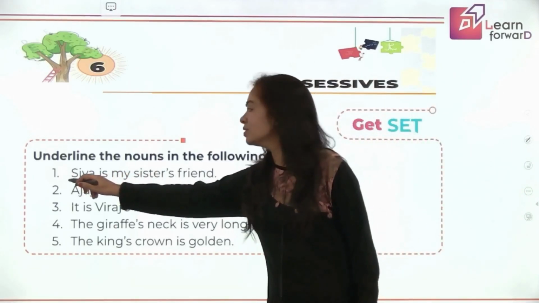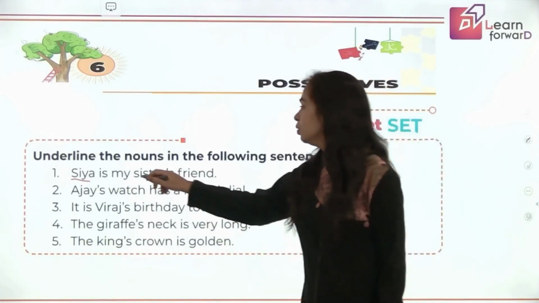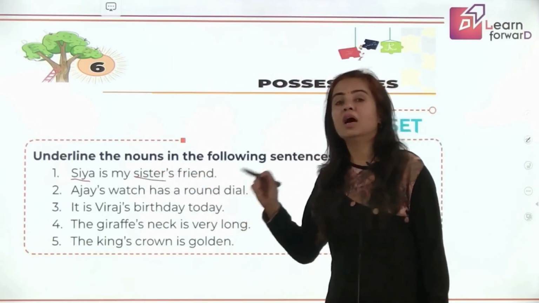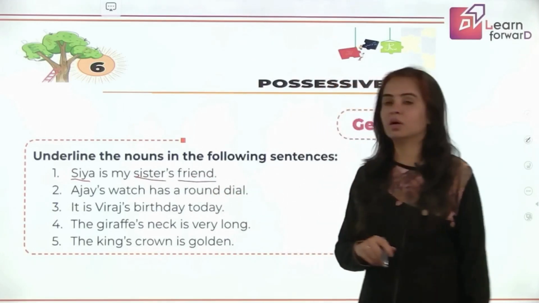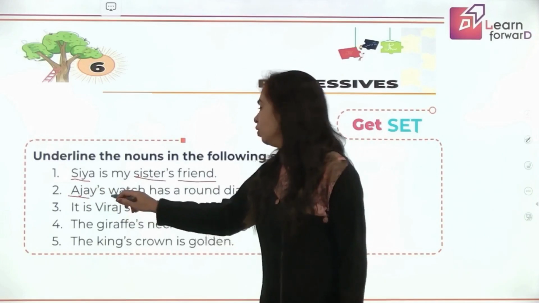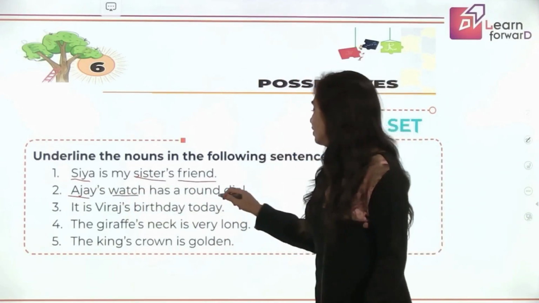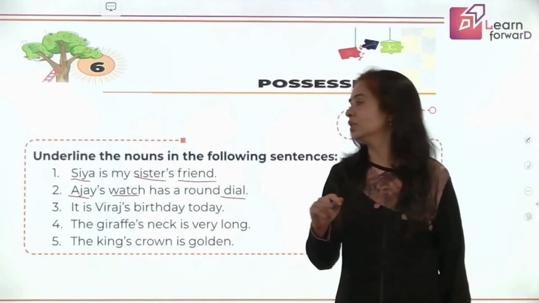Sia. Yes, that's a name. So Sia is my sister's friend. Okay, sister again is a noun and friend is also a noun. Next, Ajay's watch. Okay, Ajay is a name, watch is a thing, and dial is also a part of that watch. So that is also a thing.